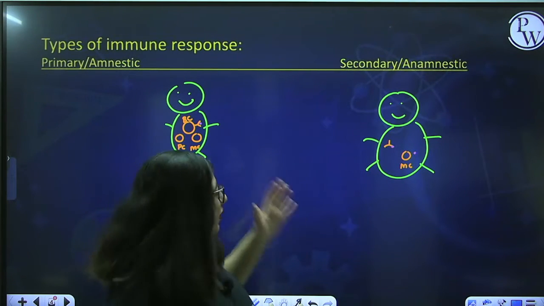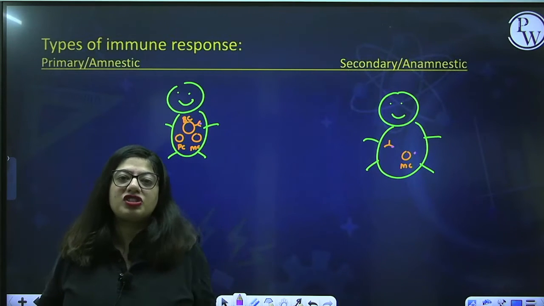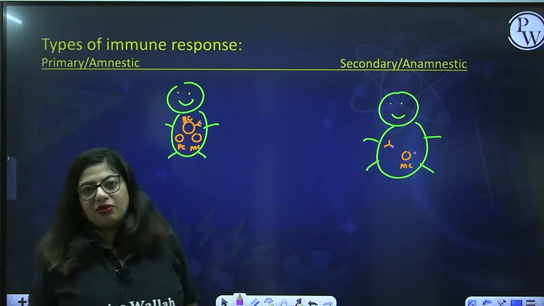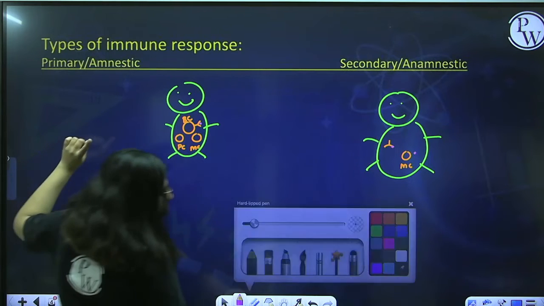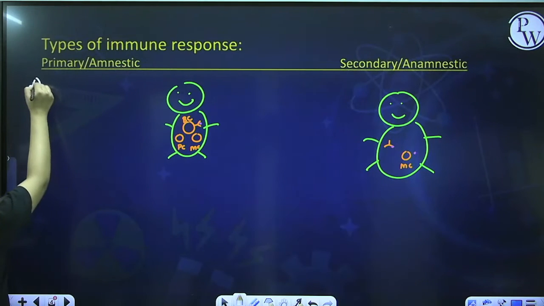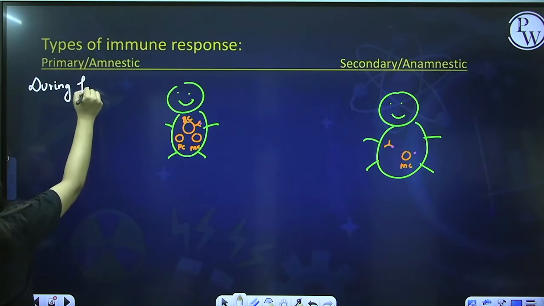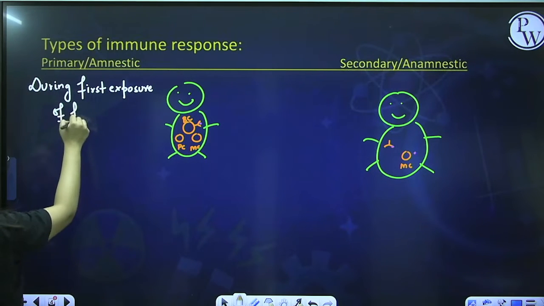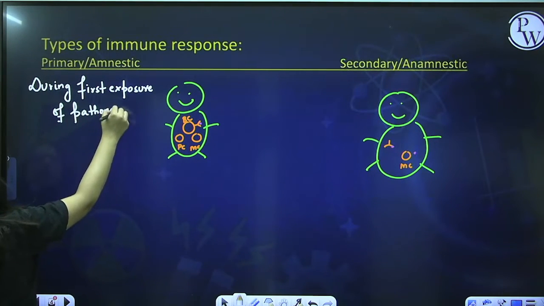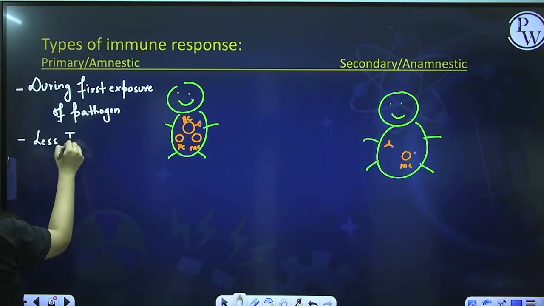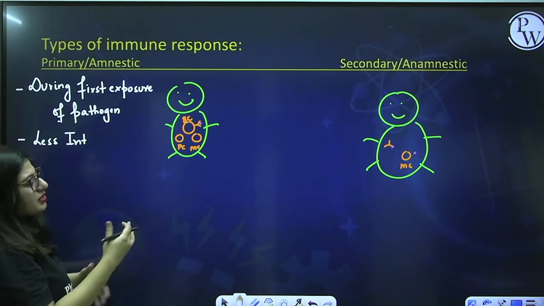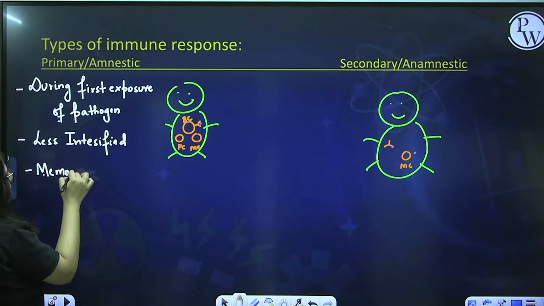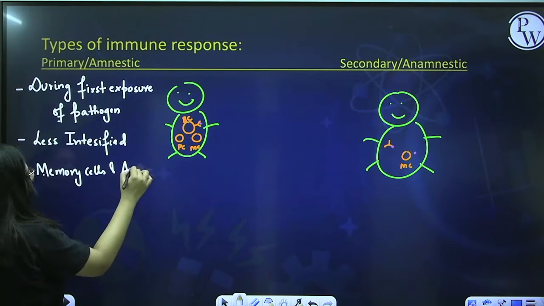Now tell me, where is your immune system more efficient? During second exposure, right? And that type of immune response is known as secondary immune response. So primary immune response is the immune response that occurs during first exposure of the pathogen, and here it is less intensified. That means it's not working that well, you will get the disease. But the good thing is memory cells and antibodies will be formed.